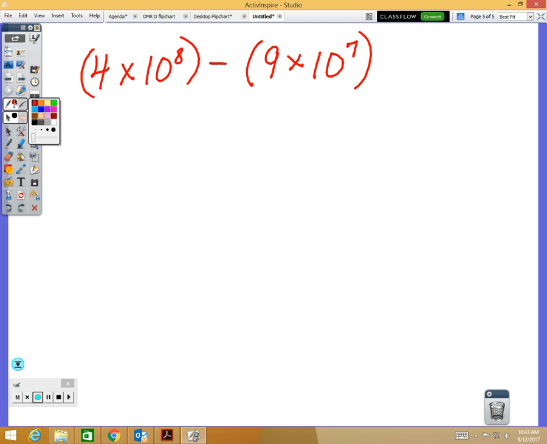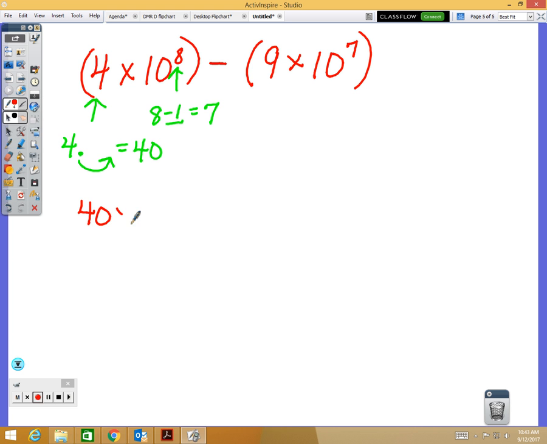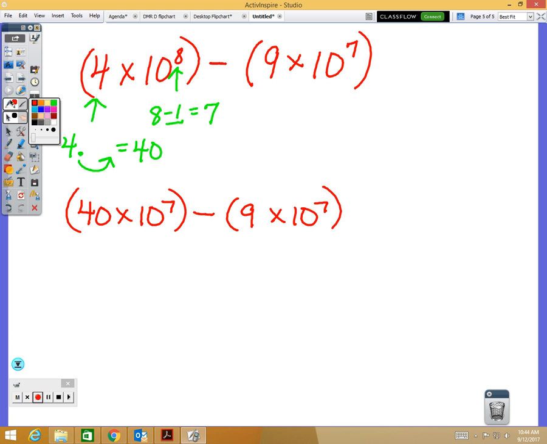Alright, so in this problem, how many places do I need to move it at first? 1 place, because I need to change my 8 to a 7, and 8 minus 1 is 7. So in this 4, I only need to move it 1 place, so my 4 is going to become a 40. So 40 times 10 to the 7th power minus 9 times 10 to the 7th power. So now I'm going to do 40 minus 9, which is 31.